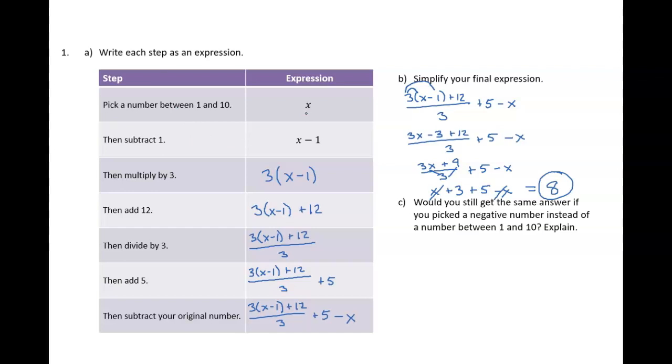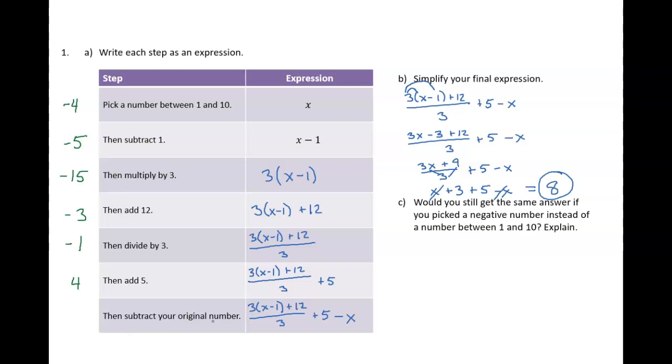So say we don't pick a number between 1 and 10. Let's try like negative 4. That's a negative number. Start with negative 4. Negative 4 minus 1 will be negative 5. Multiply that by 3, we'll get negative 15. Add 12, we get negative 3. Divide by 3, okay, that'll be negative 1. Then we add 5. Negative 1 plus 5 is positive 4.